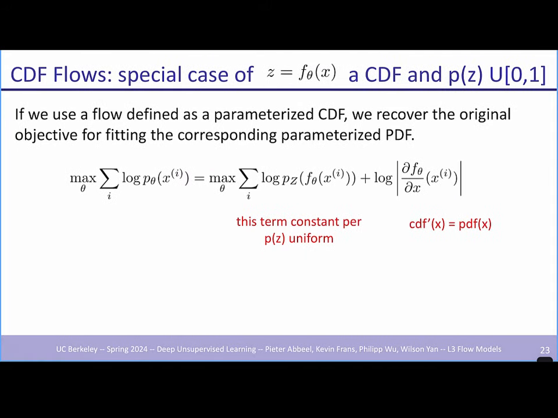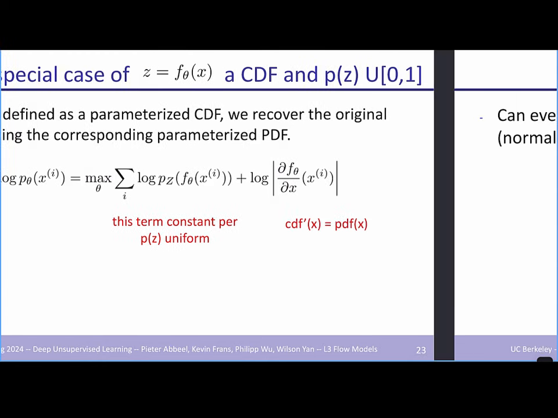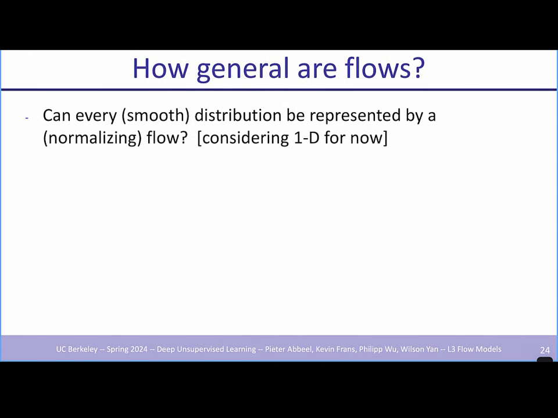Yeah, so this is the slides version, typeset version of what we just looked at. You might wonder, how general are flows? Can every smooth distribution be represented by a normalizing flow? We'll just think about 1D for now. Who thinks every distribution can be represented by a flow? Some of you raised your hands. Here in front, you raised your hand. Why do you think it's the case?